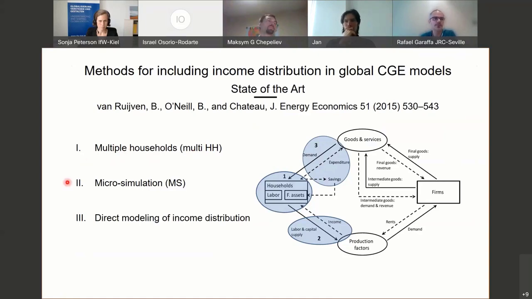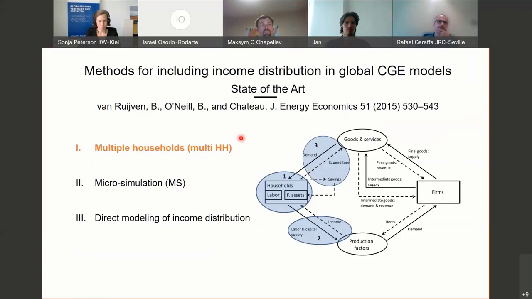The second method is one that we probably saw in the presentation before by Israel, where we couple the macro level simulation from the CG models with micro simulation models like GIDD, the one that was just presented, where we can simulate the results coming from the macro level to the micro level. And the third method is probably the least used of the three. You have the direct modeling of income distribution derived from historical data. It focuses mostly on income and does not cover much of the interesting aspect, which is the consumption side of the story.